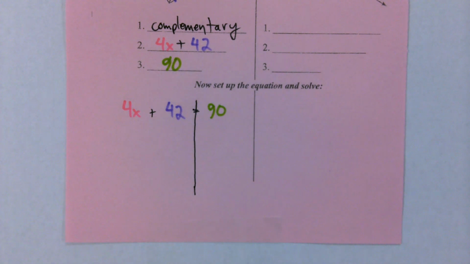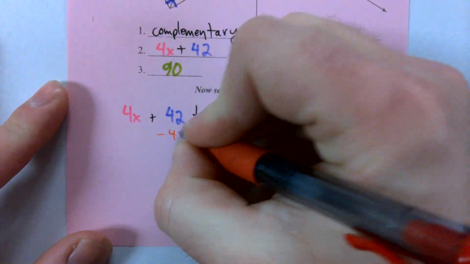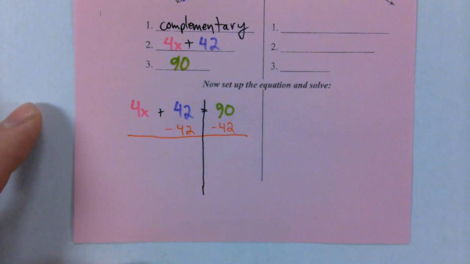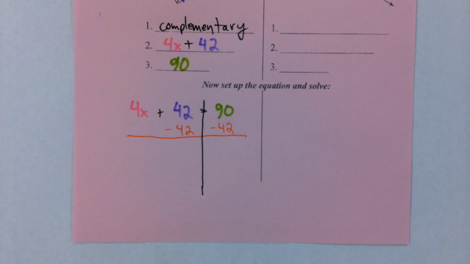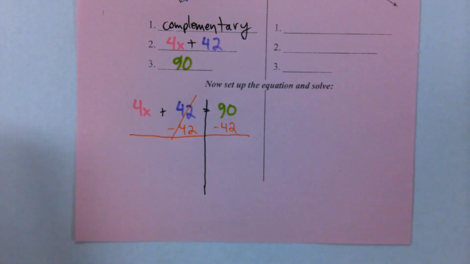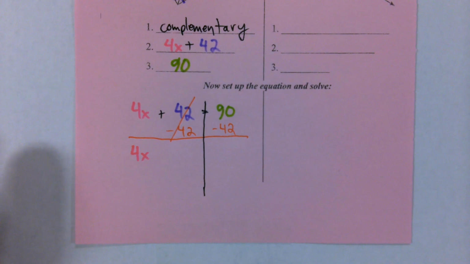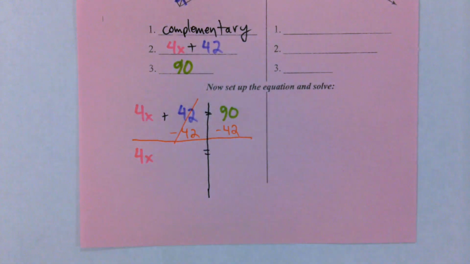Just like Theo said, the first thing that we need to do now that we've drawn our line is what again? Say it again, Theo. Subtract what from what? 42 from one side. That's right. We're going to subtract 42 from 90, and we're going to subtract 42 from 42, because what we do to one side, we always have to do to the other side. 42 minus 42 cancels out, leaving us with just 4x on the left. And what's 90 minus 42 going to give us on the right? 48. Perfect.